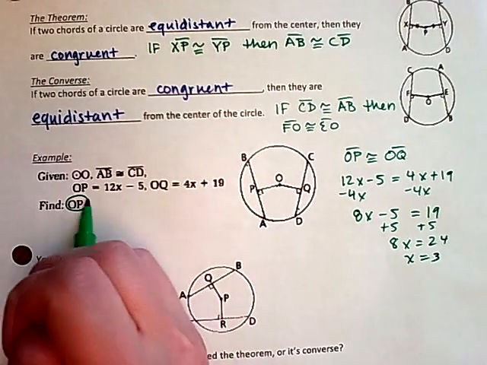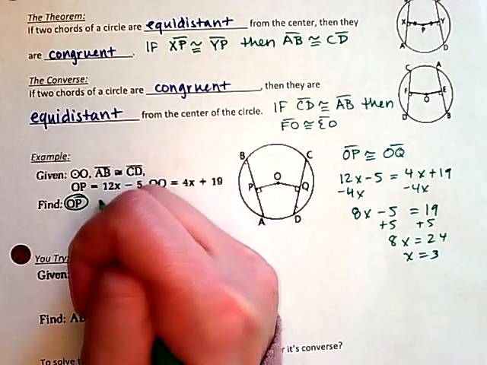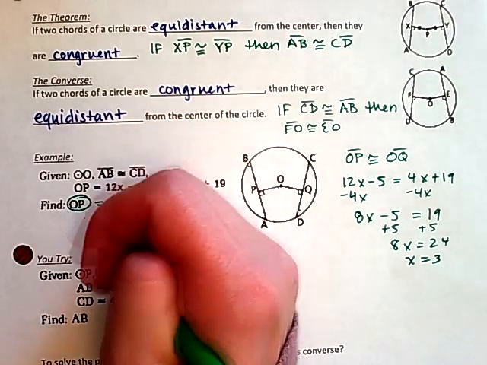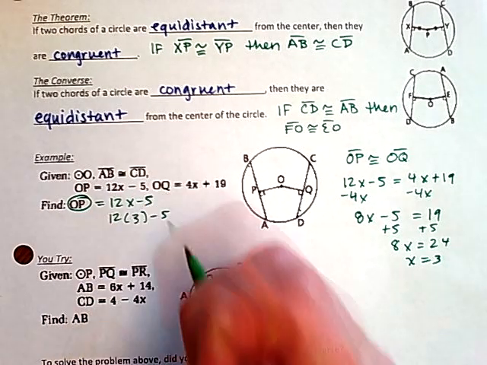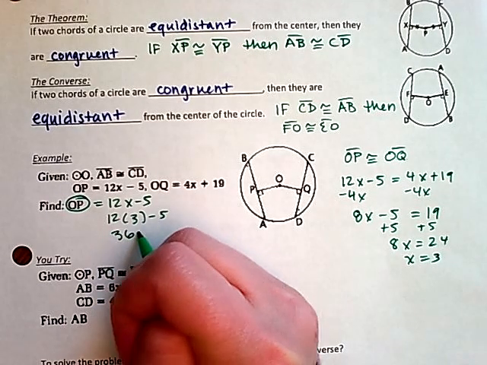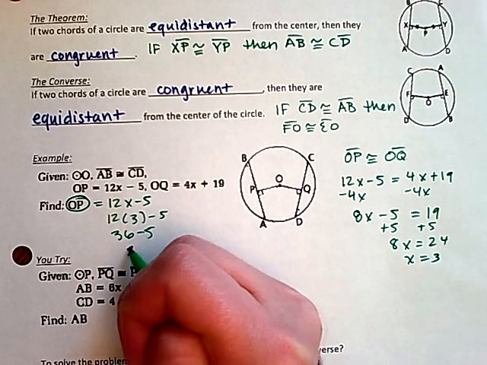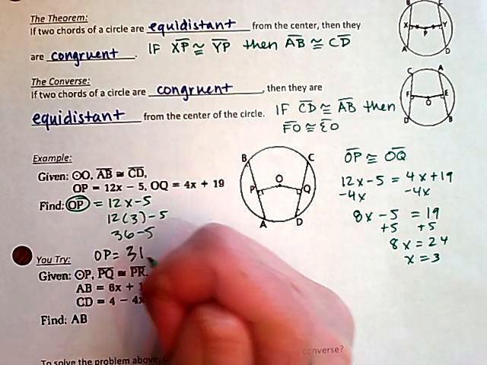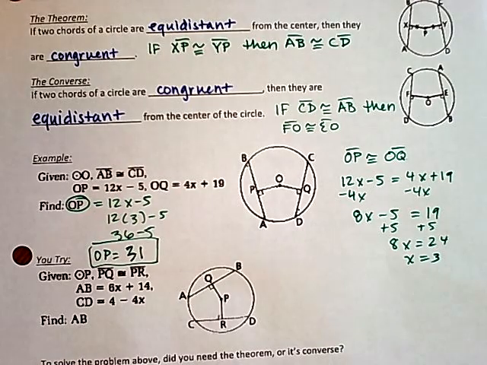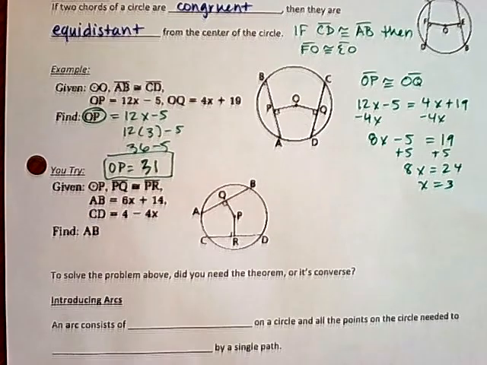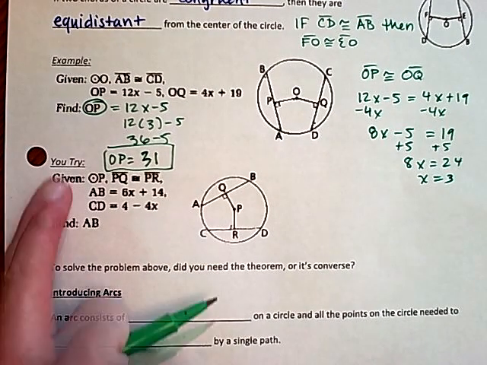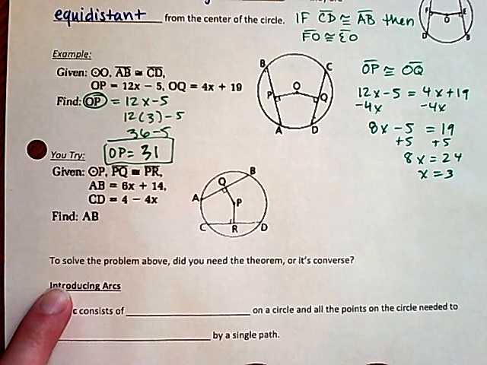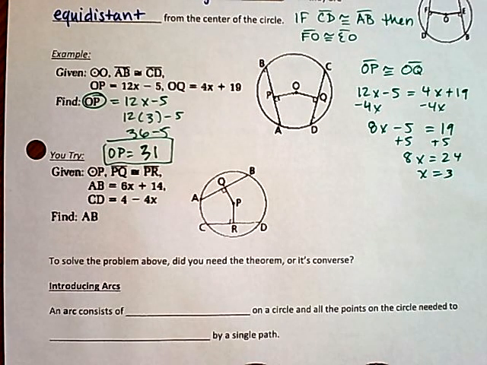Now it's asking me to find OP. And I know OP is 12x minus 5. So at this point, I'm plugging 3 in for that x. And I get 36 minus 5, which is 31. Okay, so OP must equal 31. Now, what I'd like you to do is pause the video and try out this next U-try problem, which should be similar to the one we just did. And then press play when you're done, and I'm going to keep going with the notes.